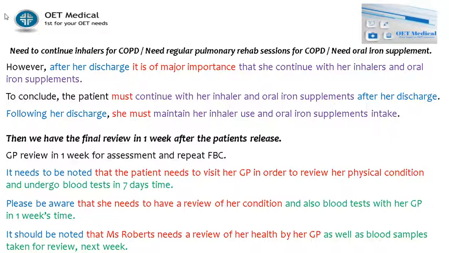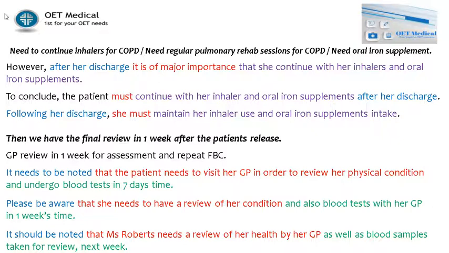Then we have the final review a week after her release. So the GP will see her in 1 week for an assessment. It needs to be noted that the patient needs to visit her GP in order to review her physical condition and undergo blood tests in 7 days' time.